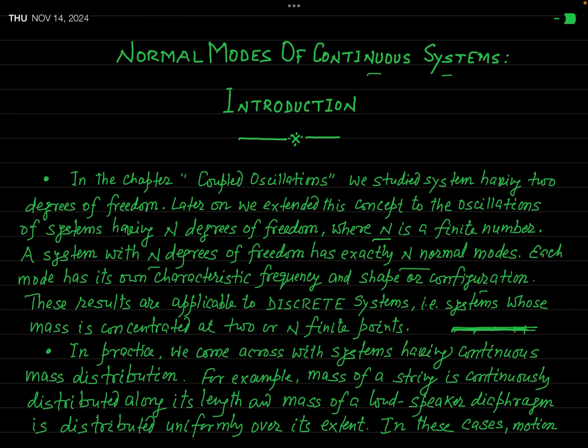Actually, when you talk about the systems of continuous mass distribution, then each particle of the system will vibrate with somewhat different motion from that of any other particle, and it will not be sufficient to specify the motion of a few particles. Actually, the motion of every particle of such a system must be specified. Okay?